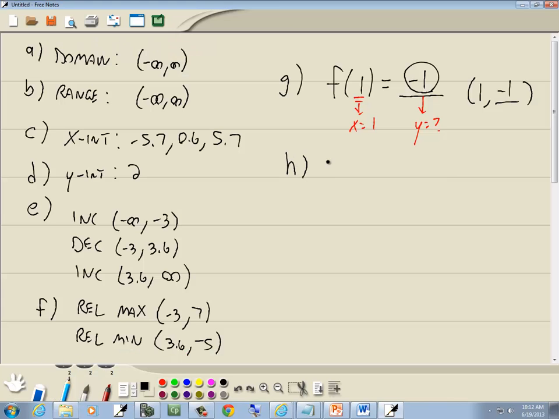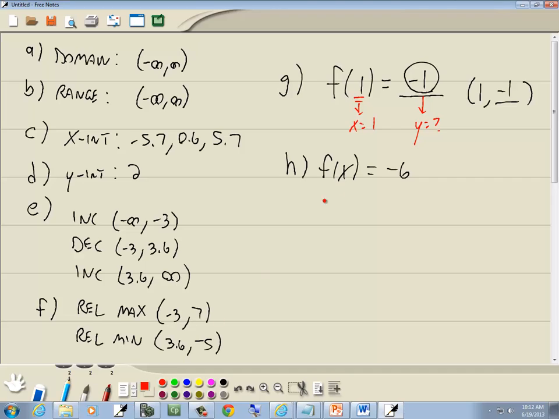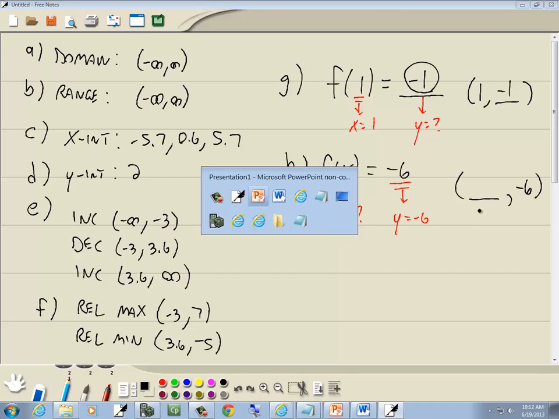Then H. They say find the values of x for which f of x equals negative 6. Again, whatever's inside your parentheses is your x, so x we don't know, and the other side is your y, so y is negative 6. So we're looking for a point on our graph where x is something and y is negative 6. And it actually has to be on our graph.